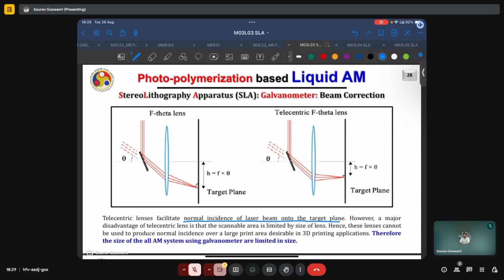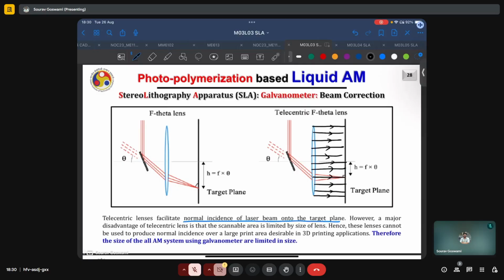However, there is a major disadvantage of telecentric lenses which has prevented its wide commercial applicability, and that is the scannable area is limited by the size of the lens. Because here, since your rays are always normal both to the surface and to your lens, what we can see is that it is limited by the size of the lens. I cannot scan any area which lies beyond the dimension of the lens itself, because my incident ray must always be normal. And so, if you want to scan a large enough area, you must have a very large lens.